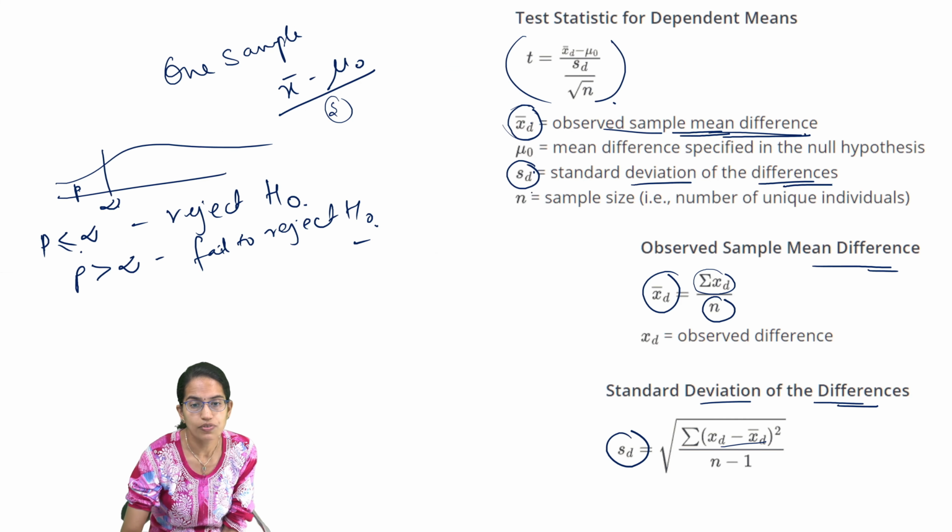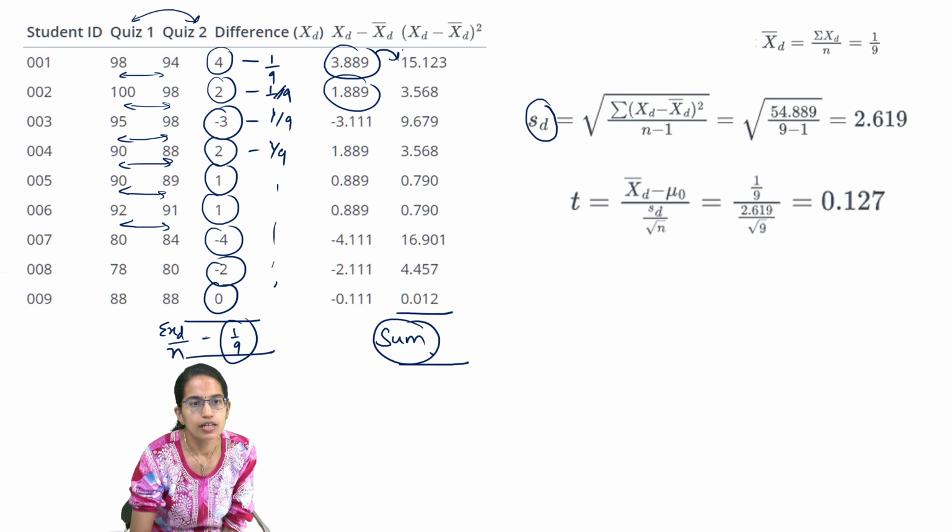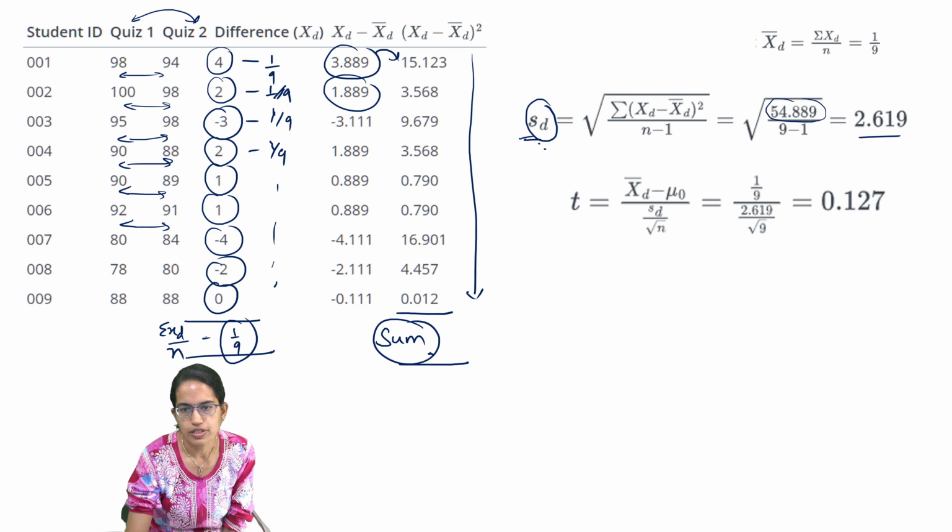So what is the standard deviation of the differences? How do I calculate it? I have all the values here. I sum up all these values, and I get 54.889. Now I divide it by n minus 1, which is the number of students minus 1. And I solve it. So my standard deviation of differences would be 2.619.